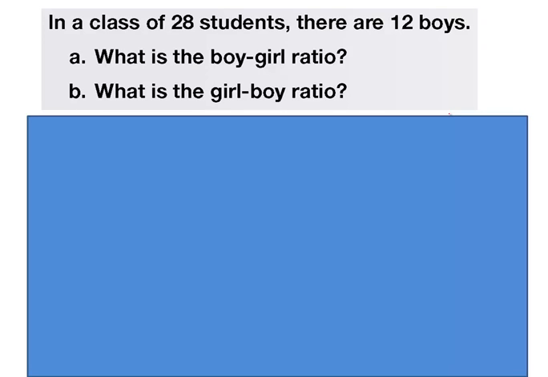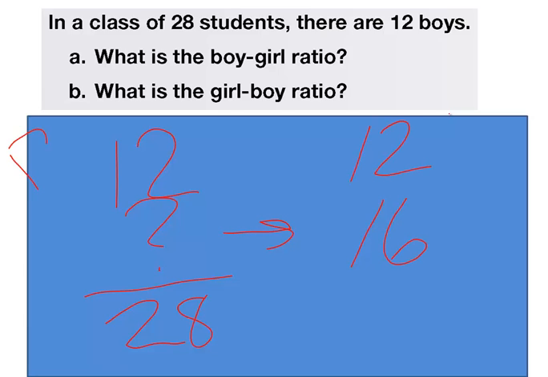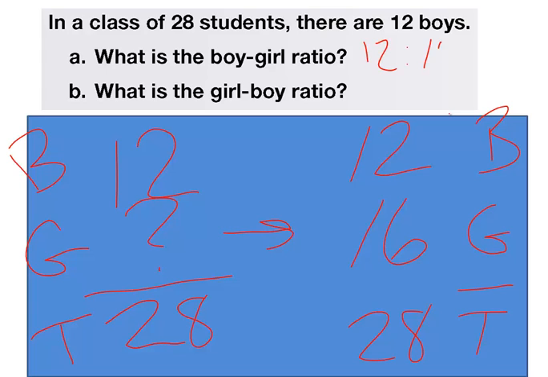So in a class of 28 students, if there's 12 boys, how many girls are there? What's the boy to girl ratio? Well, we can find this missing number simply by doing subtraction, 28 minus 12, and know that this is 16. So we got 12 boys to every 16 girls with a total of 28 students. So what is the boy to girl ratio? The boy to girl ratio is 12 to 16. What is the girl to boy ratio? 16 to 12. We just take the girl first.